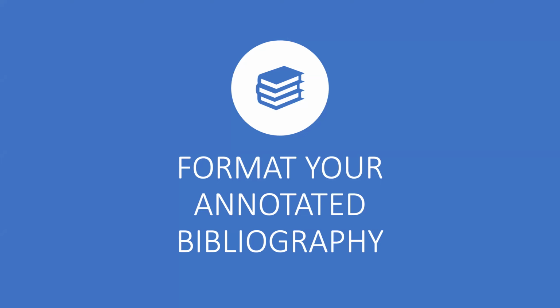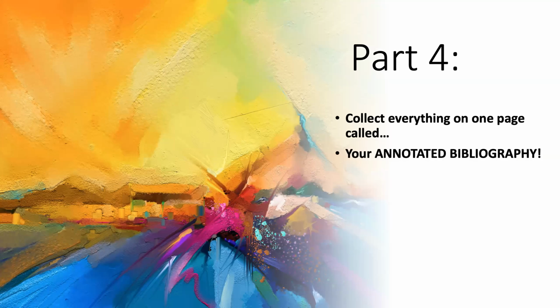Now you're going to format. So now you've got all 3 annotations and all 3 citations. And you're going to put them together in the right form. Collect everything on 1 page or 2 pages, however long it is. It doesn't have to be 1 page. It's going to be called your annotated bibliography.